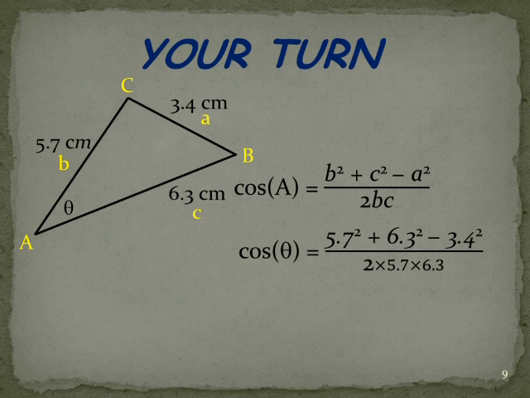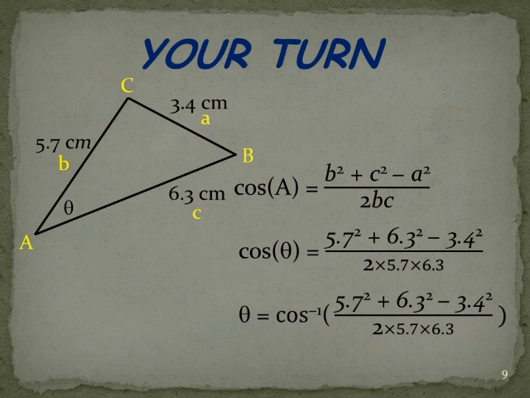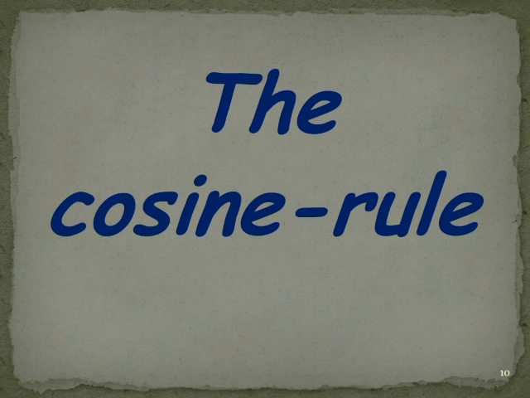Substitute into the formula, so b is the 5.7, c is the 6.3, a is the 3.4. You've got cos theta equals all of that. So theta, when you take the cos to the other side, becomes cos to the minus 1 of all of that. Put that in your calculator and you find theta is 32 degrees 26 minutes. Done. That's the cos rule.